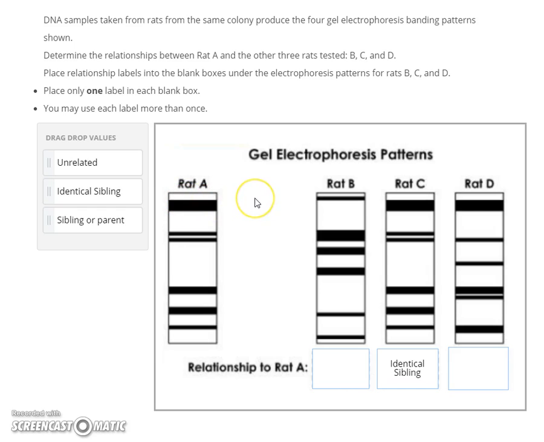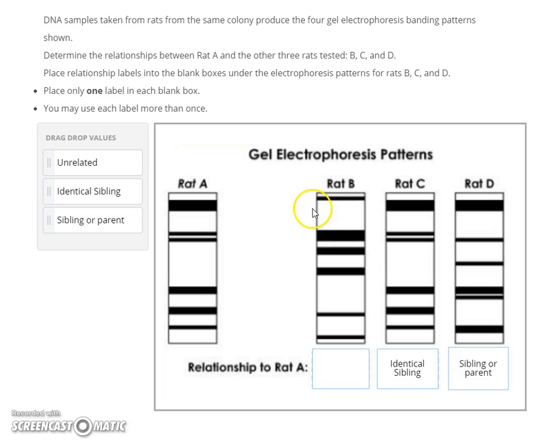If we're related, like a parent or a sibling, typically, because you get half of your DNA from mom and half from dad, you would see around half of the bands match. So we see this one matches with D. We see one of these two matches with D. That one's different, but this one could be matching here. It looks like it matches. This one matches. We see again that one doesn't. This one doesn't. So that's about half of them matching and half not. So rat D makes the most sense to call a sibling or a parent, someone who's related.